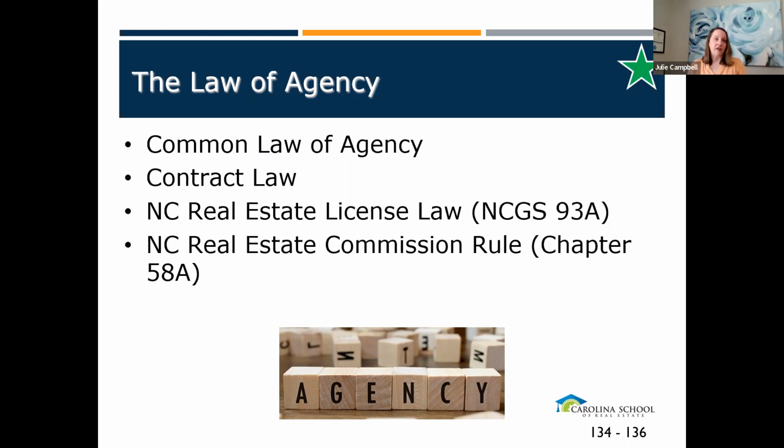Again, I think the name is very misleading. The law of agency is not one law. It's comprised of all of this together, and it got us to where we are today. What is it going to look like tomorrow? I have no idea. But I know things are constantly evolving and changing, and license law and commission rule need to evolve and change with it as well.